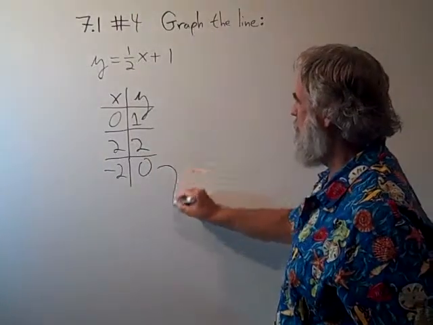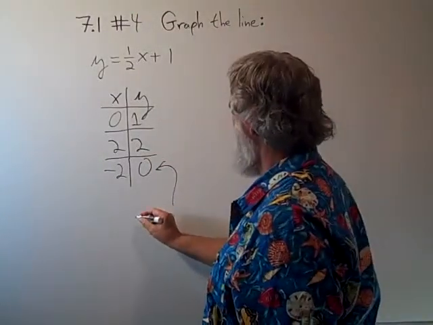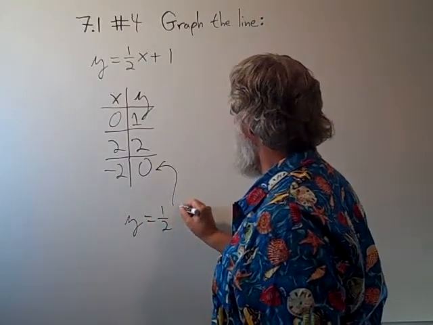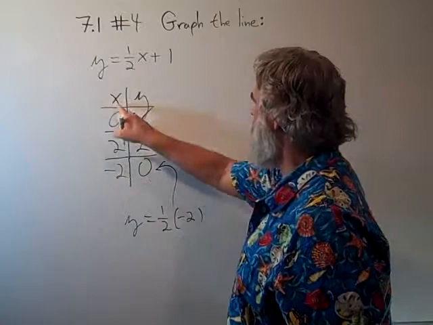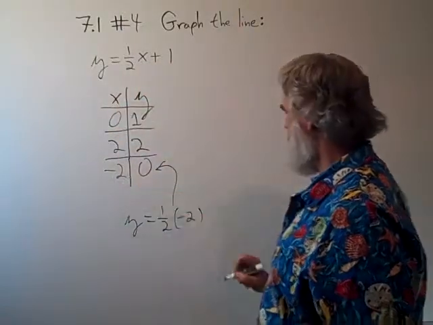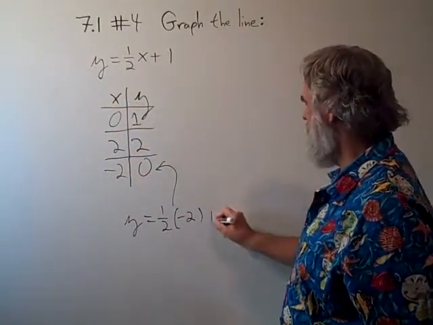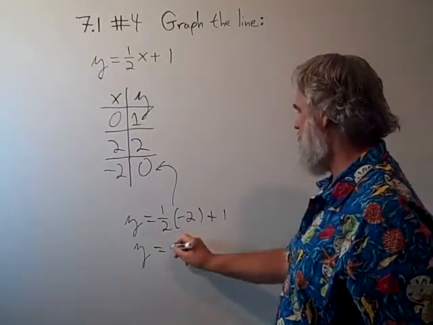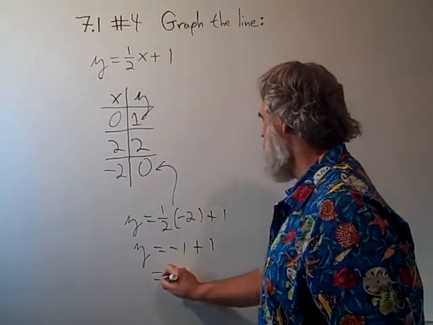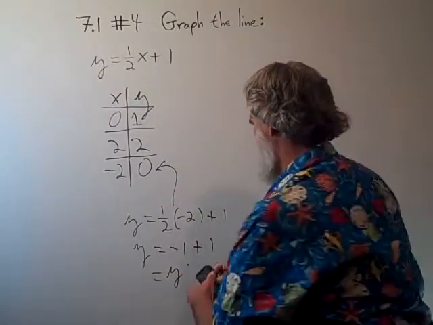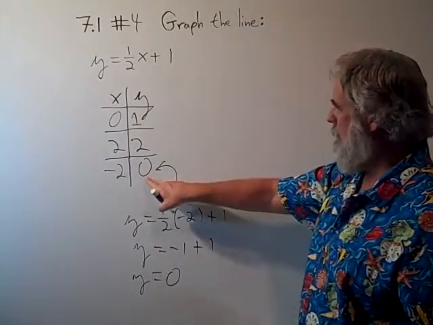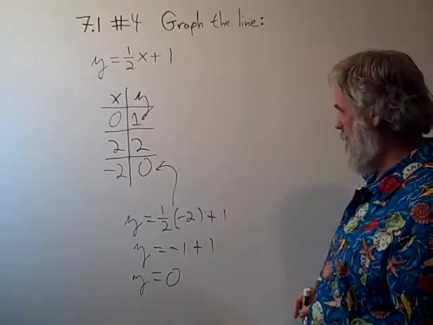For that last one, let me describe what I just did there. We took y equals 1/2 times negative 2, because x is equal to negative 2 here, plus 1. So y would equal 1/2 of negative 2, which is negative 1, plus 1. So y equaled 0. Sorry there. y is equal to 0 is how we got this 0 right here for y.